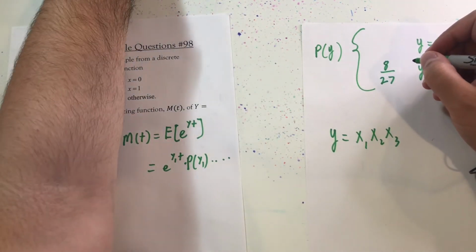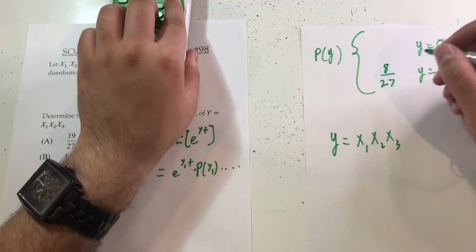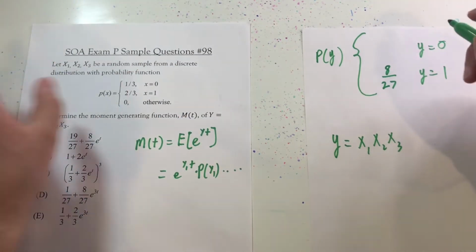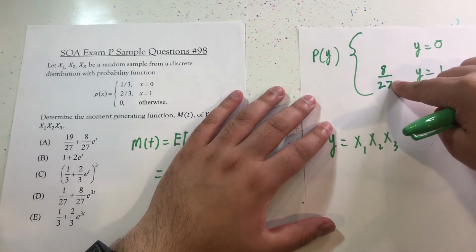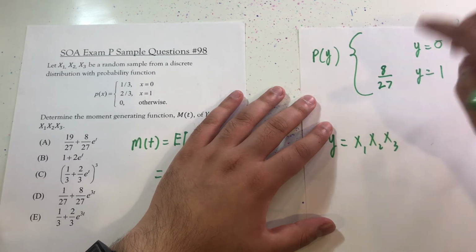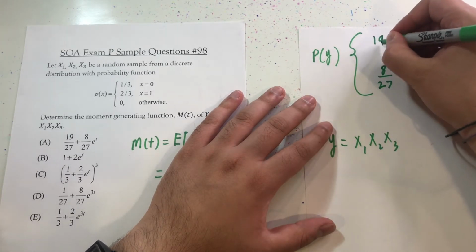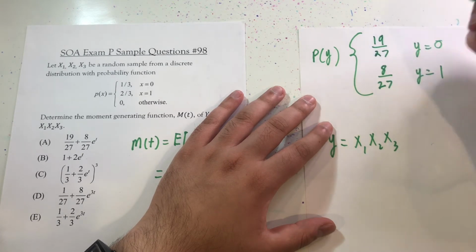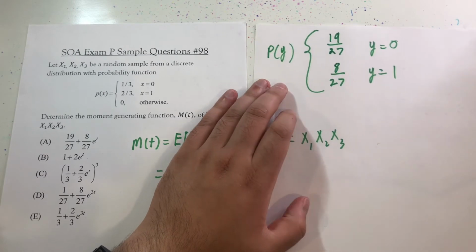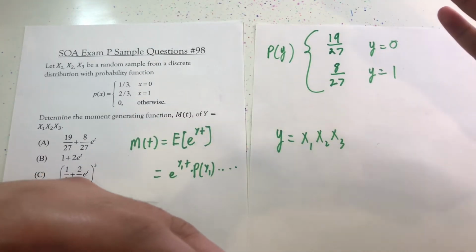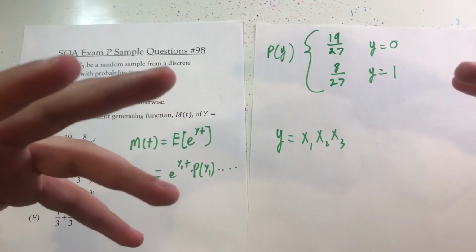Let's grab my calculator. I actually don't need it for this. Since all the probabilities should add up to 1, it's 1 minus 8 over 27. 27 minus 8 is 19, so 19 over 27 should be the probability that Y equals 0. That lets us avoid doing anything somewhat messy.